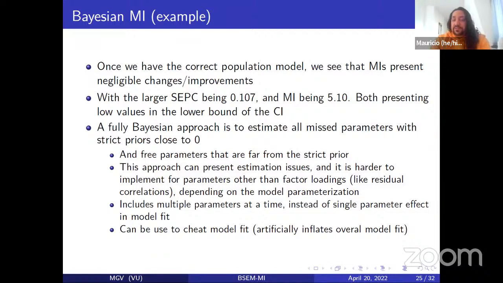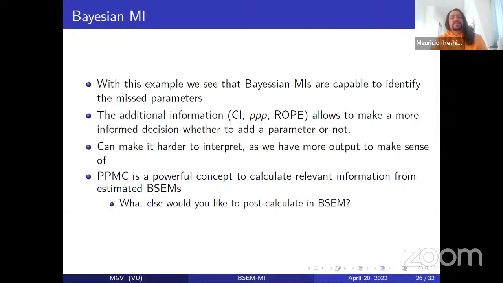Also, it's very easy to cheat in the model fit. If you just add a bunch of cross loadings with priors close to zero, your CFIs and gamma hats are always going to go up. So it's also a way to keep us honest, to not add a lot of parameters that may not be meaningful at the end. And as I said, the idea is that now we can make decisions about what modifications to make to the model with more information.